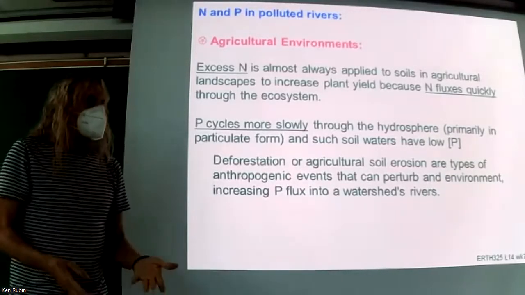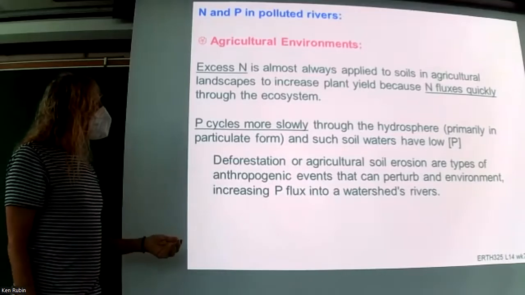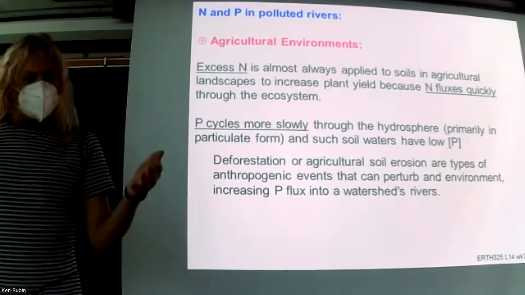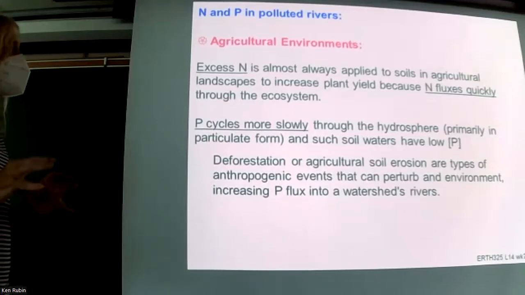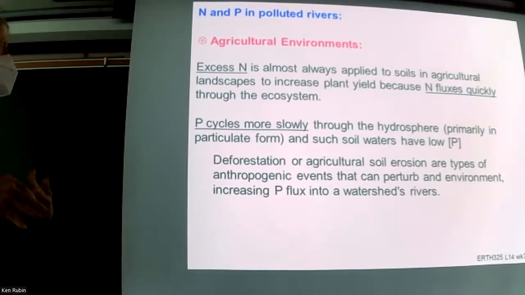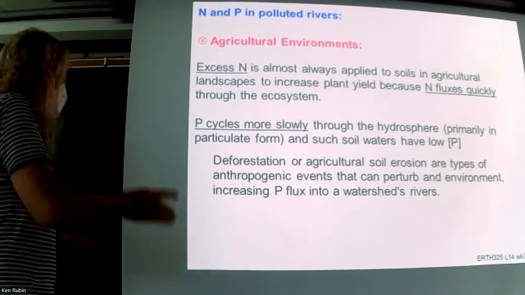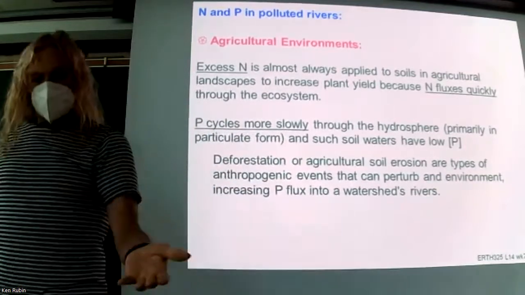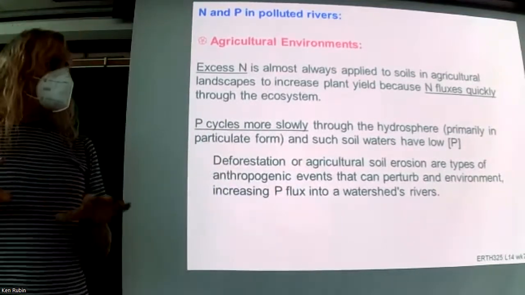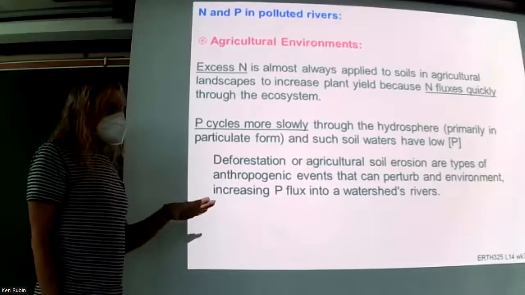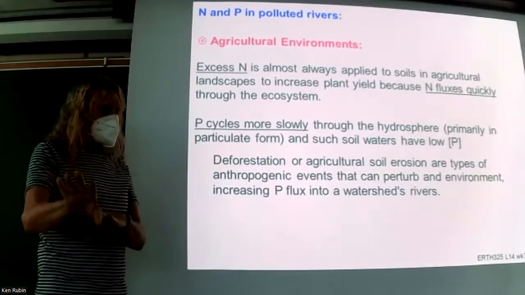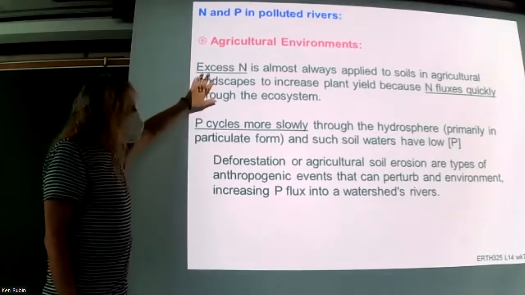So that leads to this idea that, okay, in agricultural environments, where there's a lot of nitrogen applied to the fields and so forth, we tend to find nitrogen fluxing through those settings in a way that's very, very impacted by human activities, much more so than phosphorus. Because the soils are particulate based, the general thinking is that more often than not, terrestrial dry ecosystems, so not aquatic ones, but dry ones, tend to be limited by nitrogen.